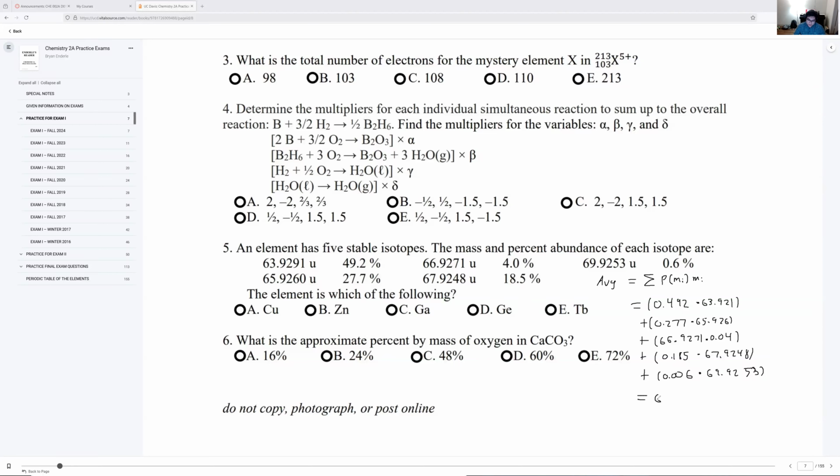So we have 65.39. And this is for your atomic mass. And then you would just look at your periodic table and see which one matches or most closely matches. I think this is copper. So copper is 65 or 63. No, so it's probably not. So it's probably zinc. Yeah, zinc is 65.38. So it's going to be zinc. And then that's it.